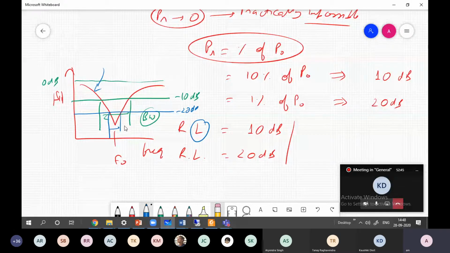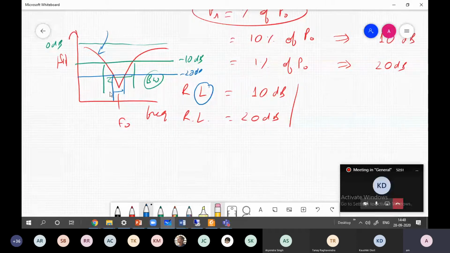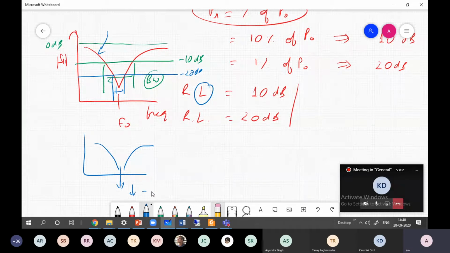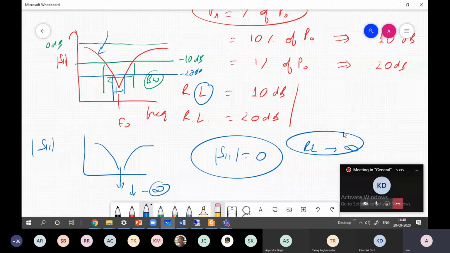That is the bandwidth, meaning how you do the matching. If you expand this point at F naught, it goes down like this. Everything is matched, so it is going to minus infinity. Mod of S11 is 0, meaning you don't have any reflection, and return loss will be infinite. So it is going to minus infinity. That is in the absolute scale, not in dB. Here we are talking about the dB scale.